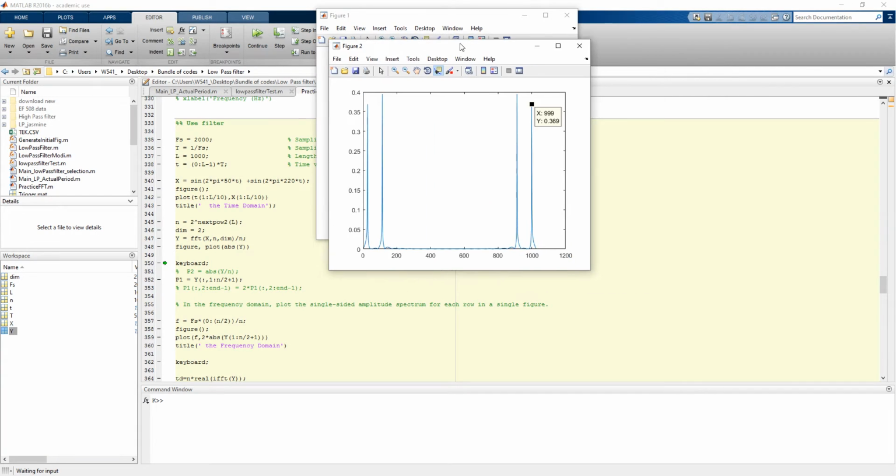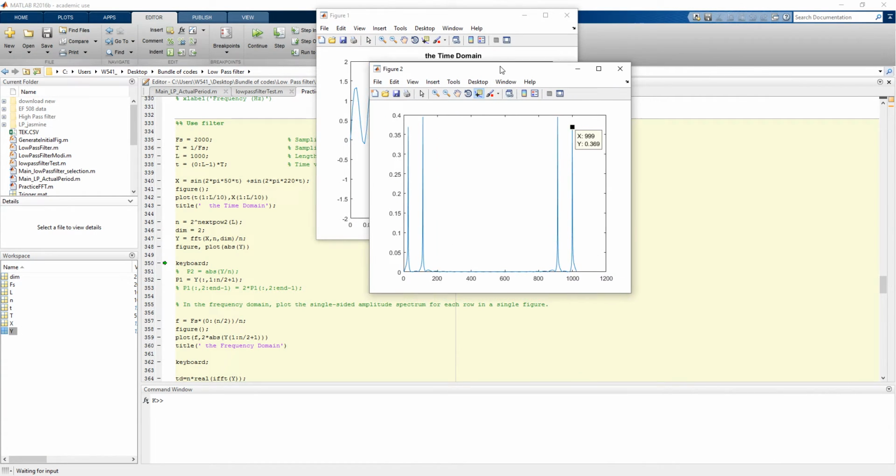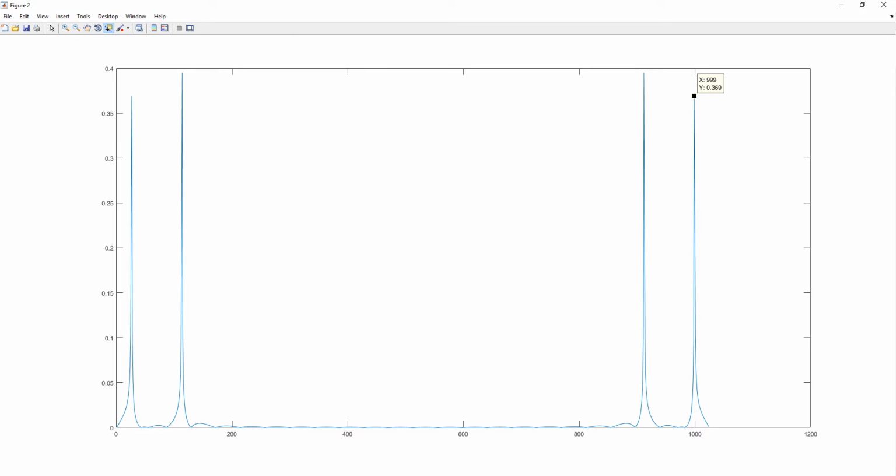Now one thing where we make a mistake is in understanding this. Here, although we have a 50 Hz sinusoidal signal as well as a 220 Hz sinusoidal signal, what do you see here? Here we see 27. What do you see here? We see 114. And the x-axis is the total number of points. So the total number of points in our case is 1024, and the y-axis is the amplitude.